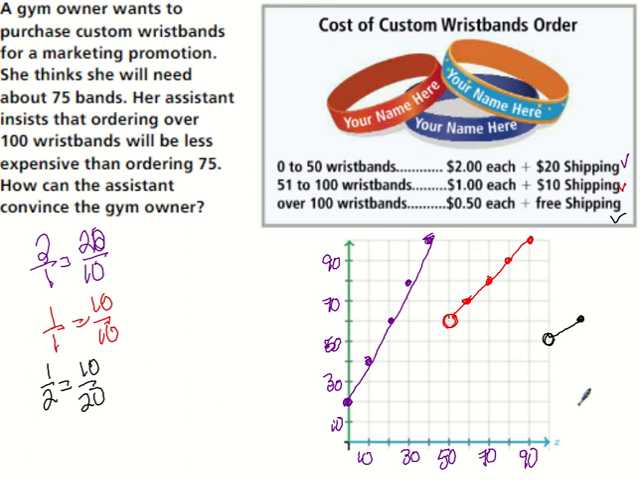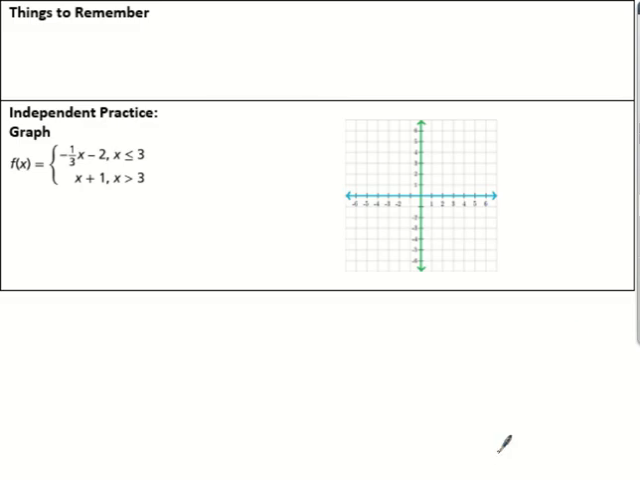Okay. Assistant wants 100. Boss wants 75. How can the assistant convince them? Guess what? You're going to have to do that. Okay, there's your independent practice. You guys need to do the independent practice and answer the question to the one I just did. Okay. That's it. Bye.